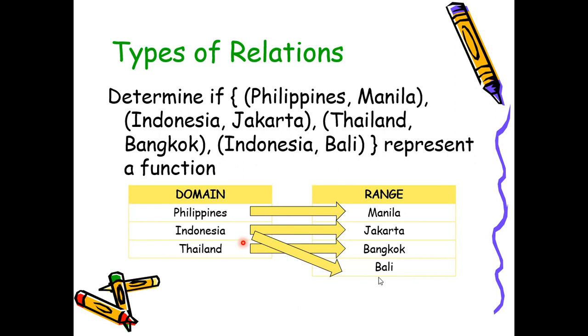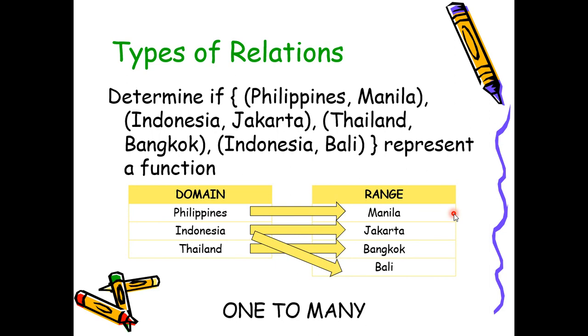Ibig sabihin po nun, one to many. So this is a one to many correspondence. Kasi one lang po yung domain niya, which is the Indonesia, pero many po yung range niya kasi dalawa po yung sakop niya, which is the Jakarta and then the Bali.